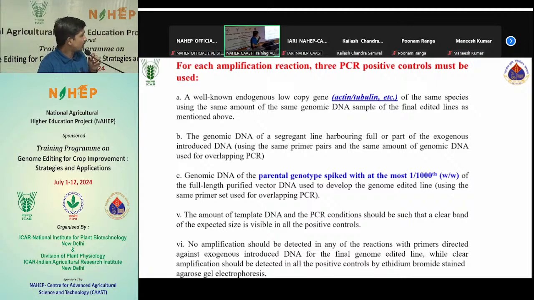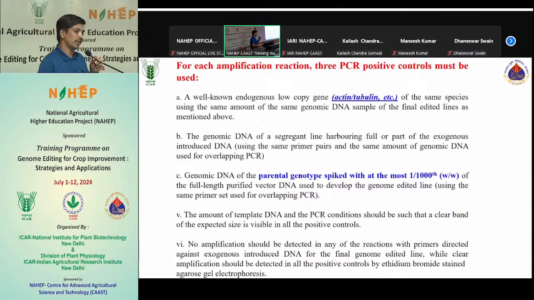So a well known endogenous low copy gene like actin or tubulin of the same species, using the same amount of the same genomic DNA sample of the final edited line as mentioned above, and the genomic DNA of the segregant line, meaning the Cas9 line harboring full or part of the exogenous introduced DNA, using the same primer. You have to run the same primer with the positive line as well as the negative line, and wild type as well. And also the genomic DNA of the parental, as I told here, as a positive control.